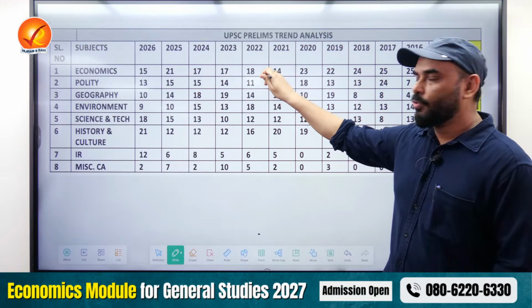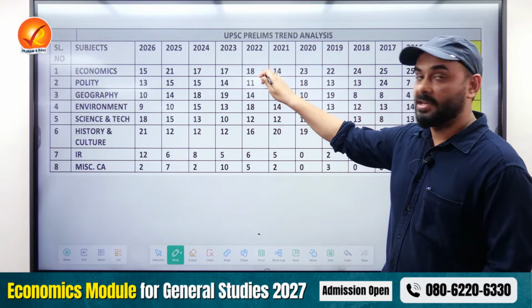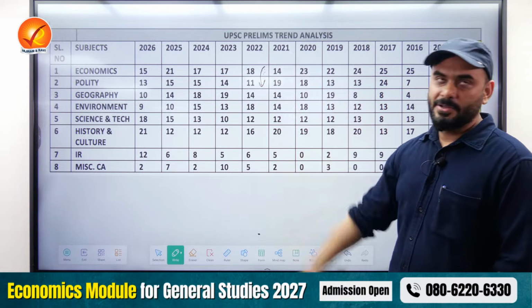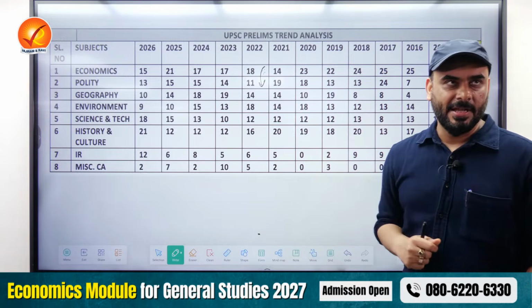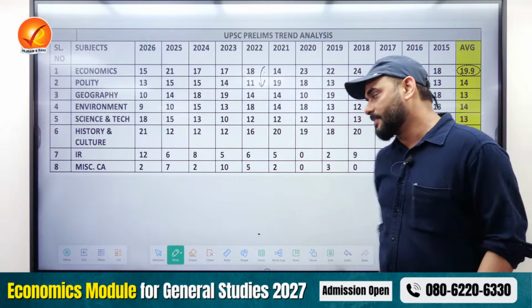In a standalone manner, definitely important, but when you look at other subjects, economics helps you to understand even polity. So that is the reason that preparation should be done in a wholesome manner, but I would still say that there are some subjects which cannot be neglected, economics being one of those subjects.